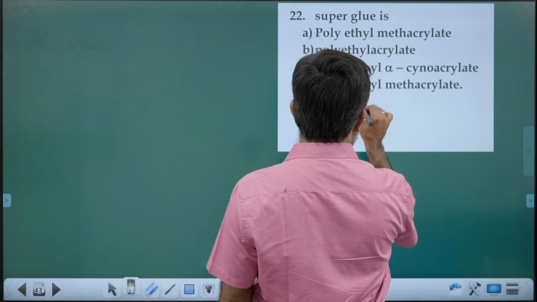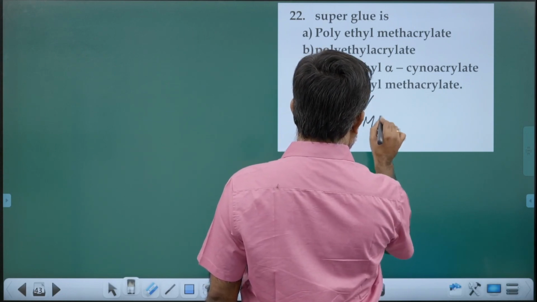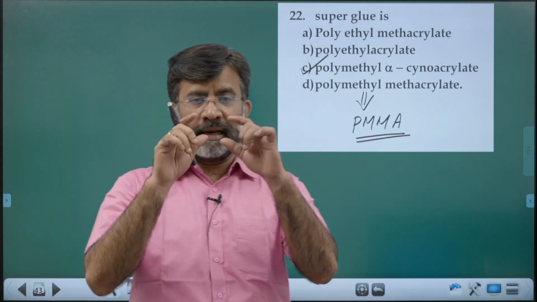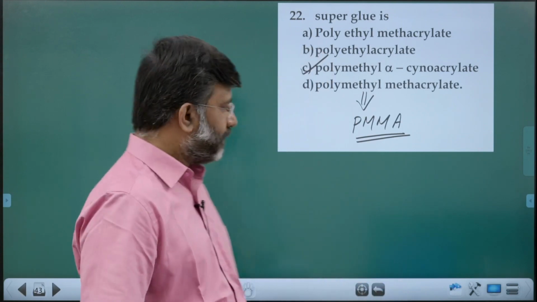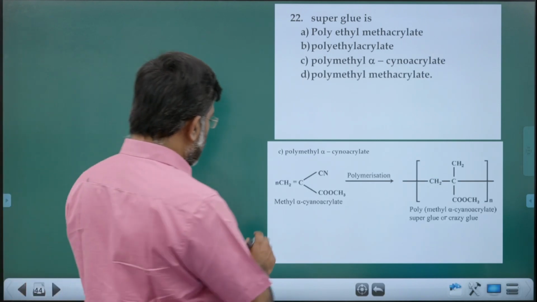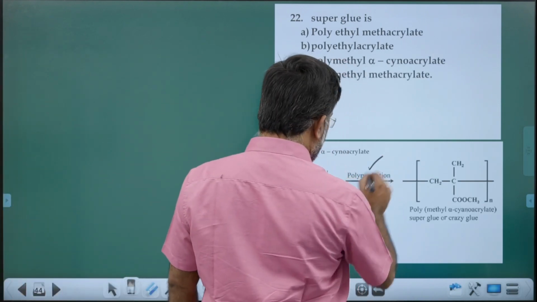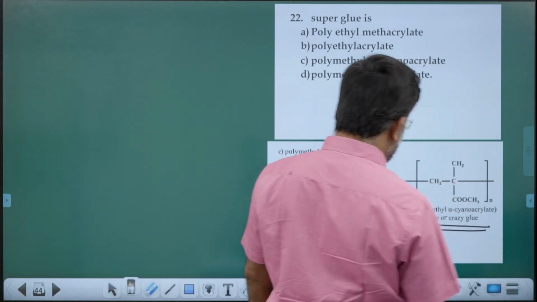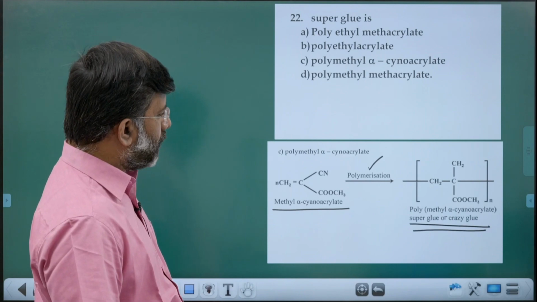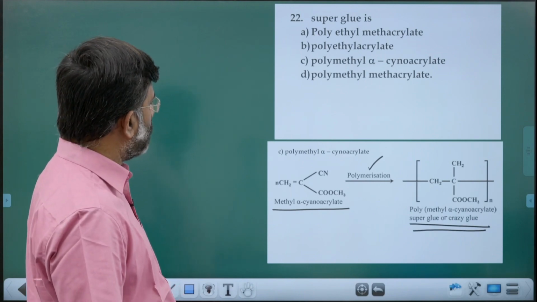This is PMMA, that is plexiglass, used for making lenses, plastic lenses. It is not option C. Methyl alpha cyanoacrylate polymerizing, you will get a superglue, the so-called crazy glue. Polymethyl alpha cyanoacrylate. Answer is option C.